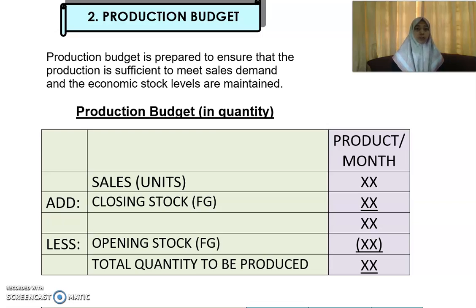How many units that you want to sell? Now how many units that you need to produce. So production budget is prepared to ensure that the production is sufficient to meet the sales demand and the economic stock levels are maintained. Okay, how do you calculate the production budget?